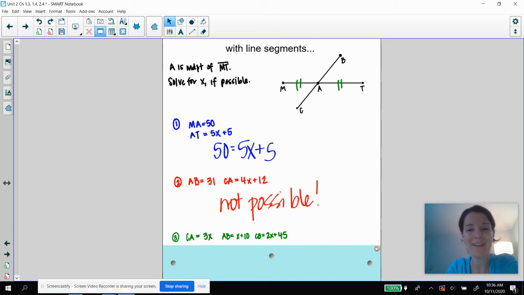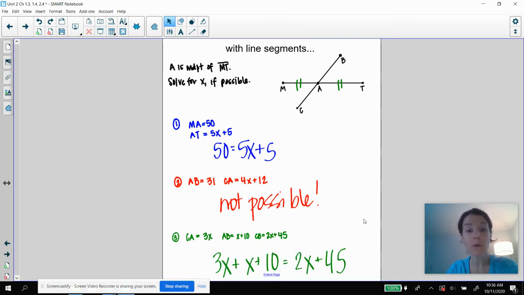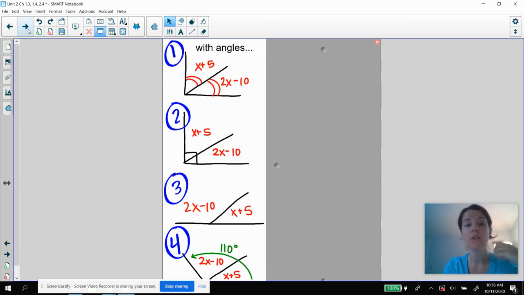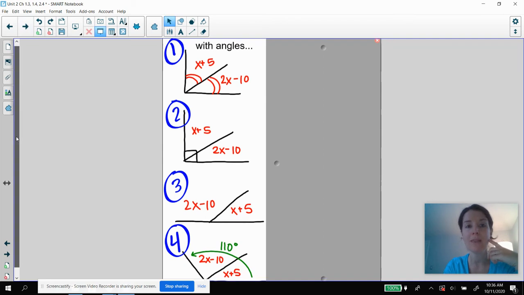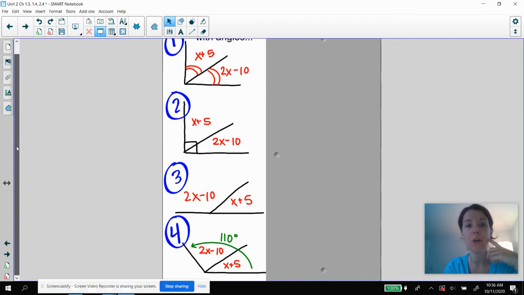All right, we're back. So hopefully you noticed, wait a second, this is the segment addition postulate, right? CA plus AB equals CB. So you can set up your equation that way and then solve for x. Now we can do this for line segments and we can also do it for angles. So go ahead, pause your video and try these 4 problems. Go for it.